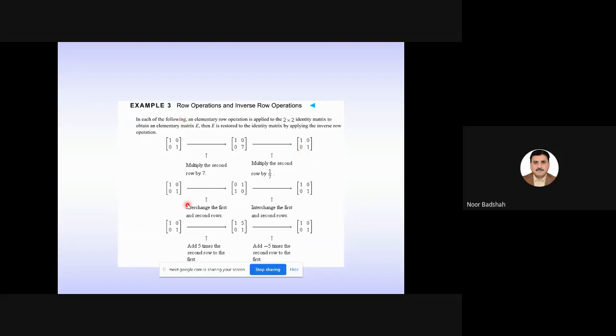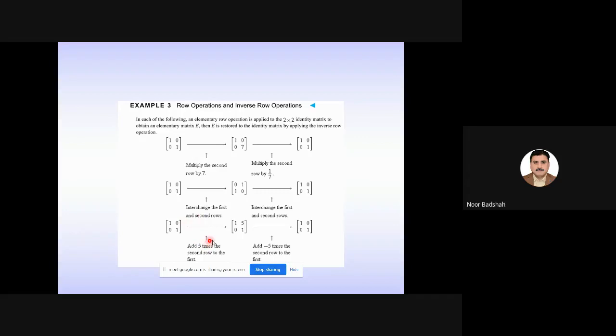In this case, 1 0 0 1, by interchanging two rows we get 0 1 1 0, and applying the same operation again we get back the identity matrix. So this is an elementary matrix, because after applying one row operation we get the identity matrix back.